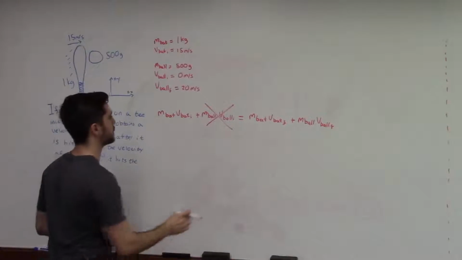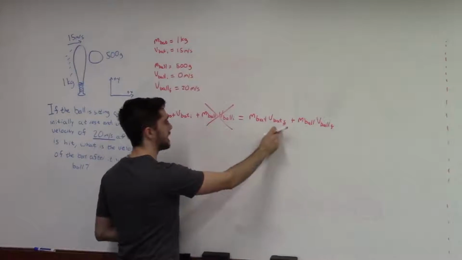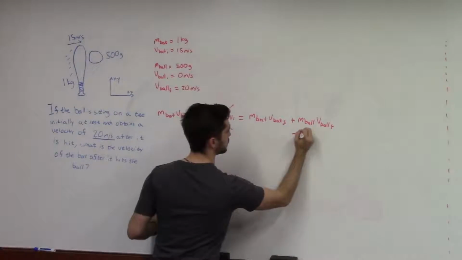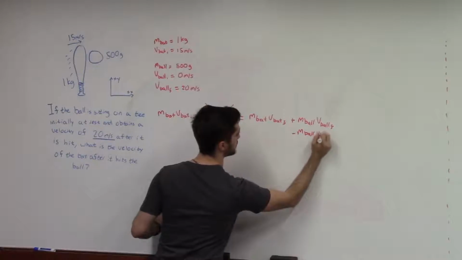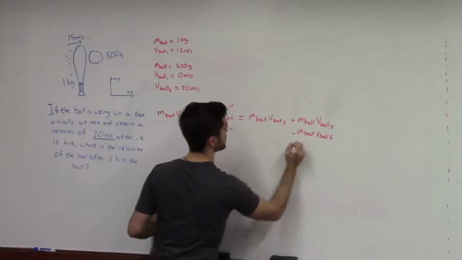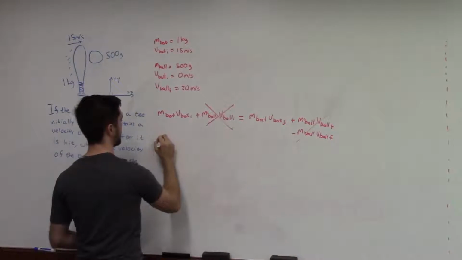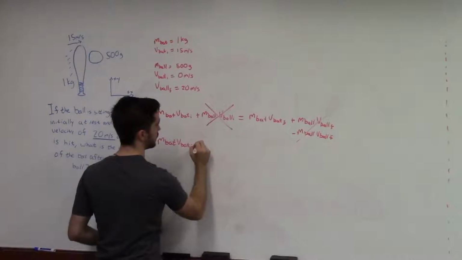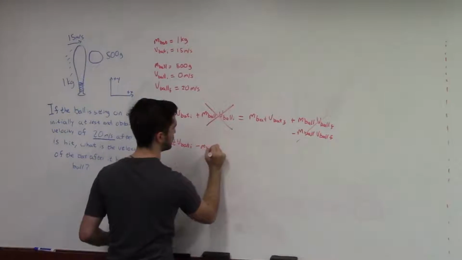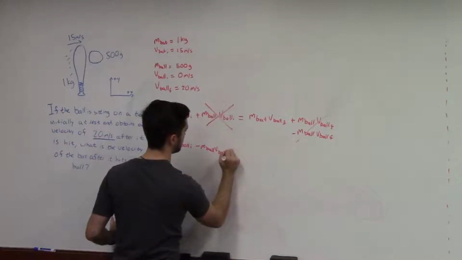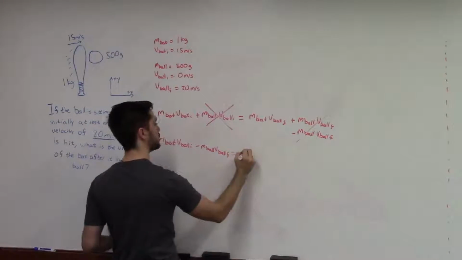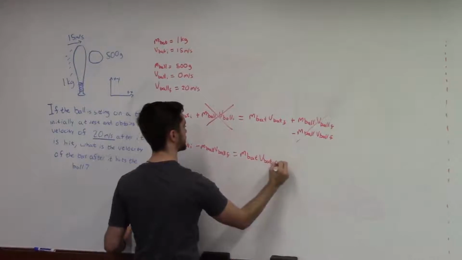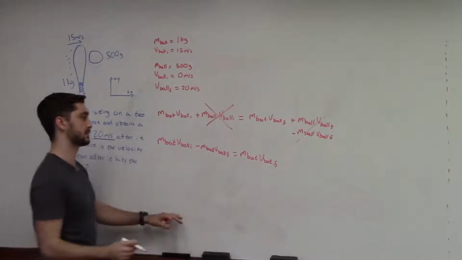And the next thing I'm going to want to do is isolate the velocity of the bat after the collision so I can solve for it. So what I'll do is I'll subtract the mass of the ball times the velocity of the ball final. So that goes away, and it's going to come over here to this side. So I'll have the mass of the bat times the velocity of the bat initial minus the mass of the ball times the velocity of the ball final after the collision is going to be equal to the mass of the bat times the velocity of the bat after the collision.